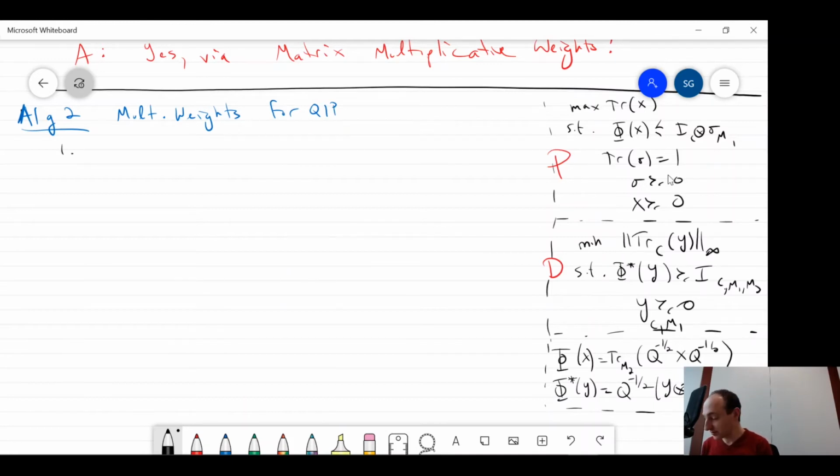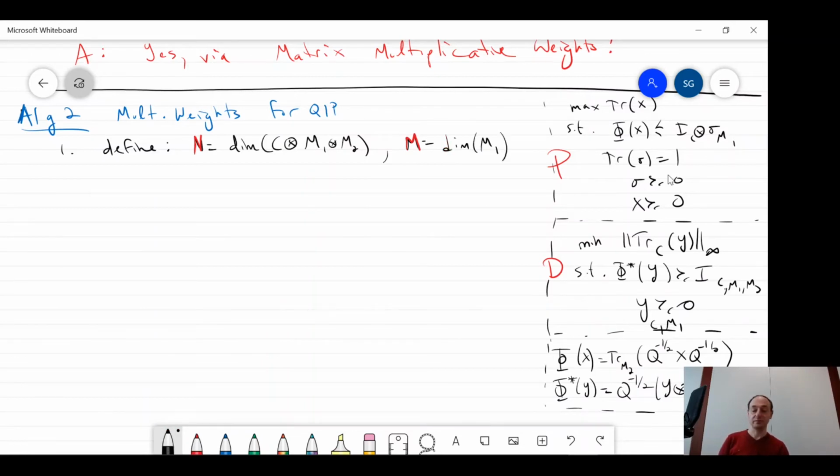So the first thing we'll do is make our lives a bit easier. I'm going to give names to the various dimensions involved. So n is going to be the dimension of the full space, meaning the dimension of C tensor M1 tensor M2. And the other one is M, and maybe I'll put these in red just to help them stand out a bit. M is going to be just the dimension of M1, the first message register.